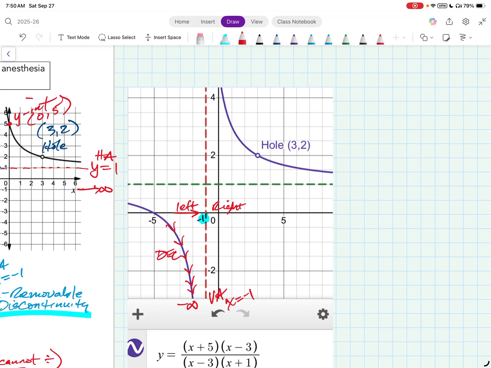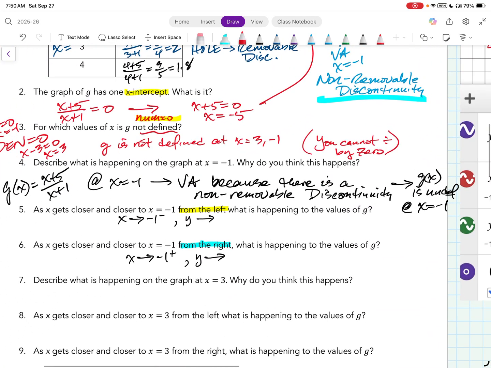So we say as x approaches -1 from the left, the function g approaches -infinity. Okay, so -infinity here from the left, and then you write that as a limit. So the limit of the function g, right, as you approach -1 from the left, so use that little minus sign, is equal to -infinity because it's going down.